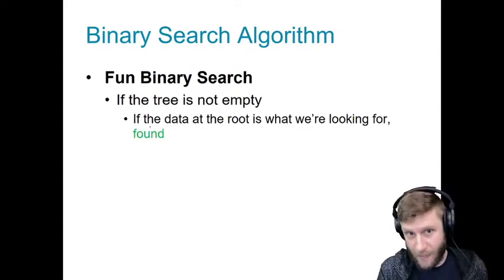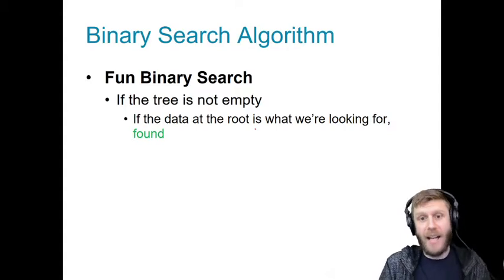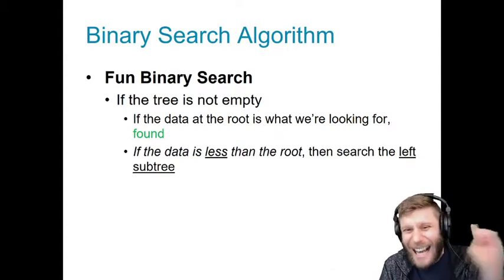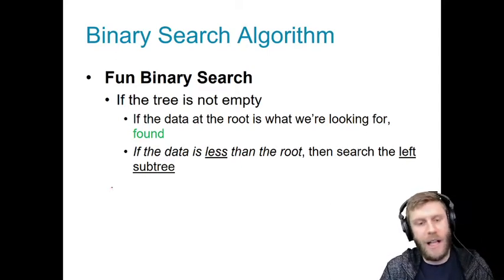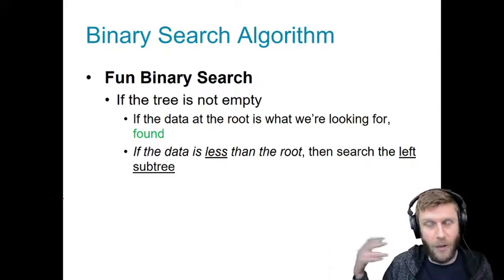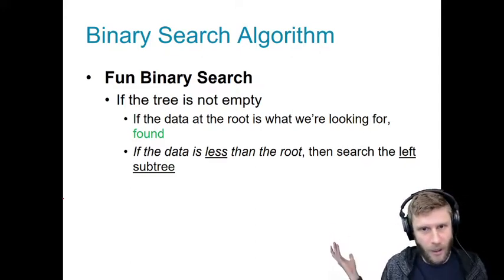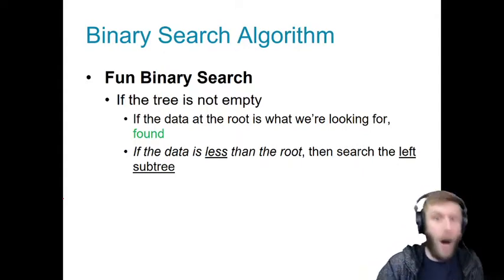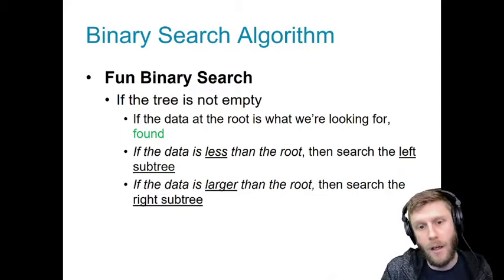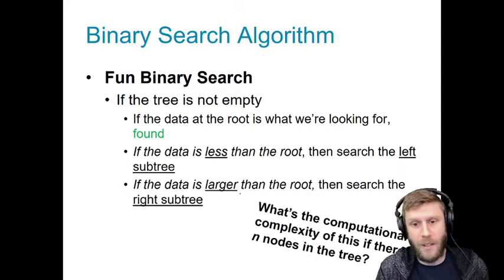If the tree's not empty, if the data is at the root, we're done. Otherwise, if the data is less than the root, then search the left subtree only. Because if it's not in the left subtree, it's obviously not in the right subtree because those numbers are bigger, and we know that the thing we're looking for is smaller than the root node of the tree slash subtree. But if it's larger, search the right subtree.